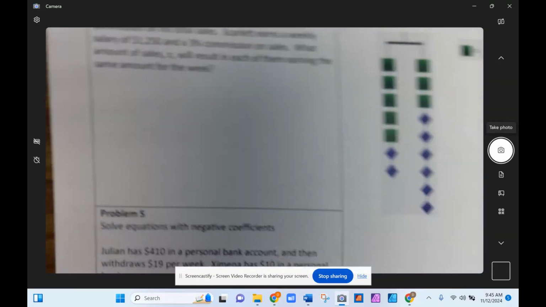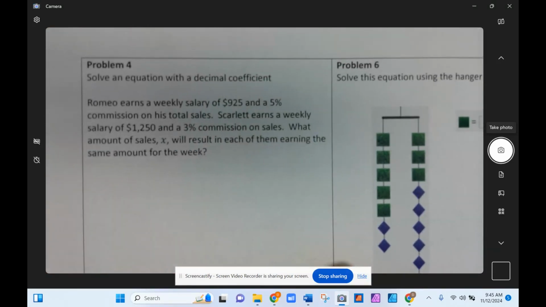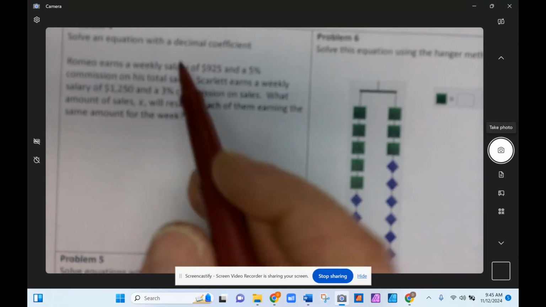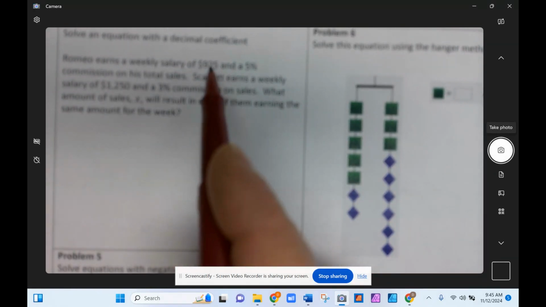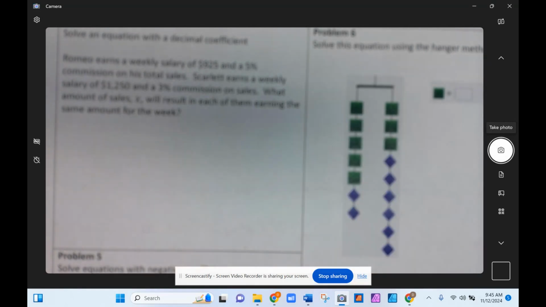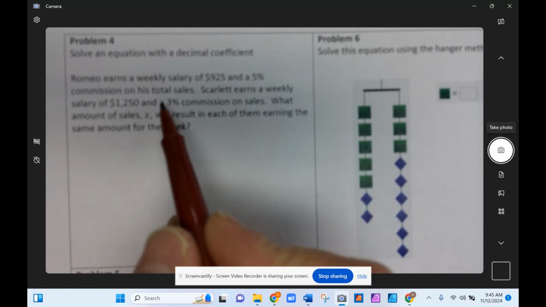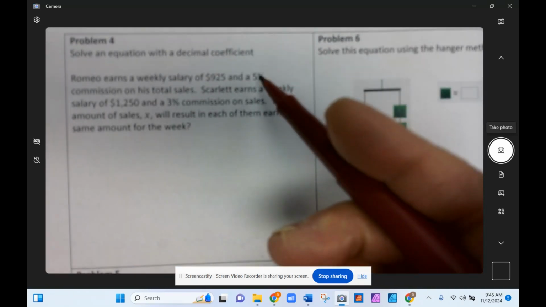Okay. So we're talking about decimal coefficients here. It's like Romeo and Scarlet. Solve an equation with decimal coefficients. Romeo earns a weekly salary of $9.25 and a 5% commission on his total sales. So basically, if he sells $100, then he makes $5 on that commission.